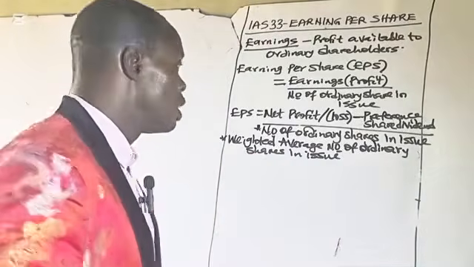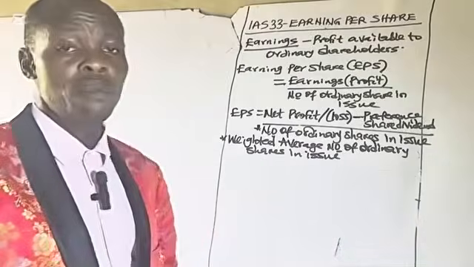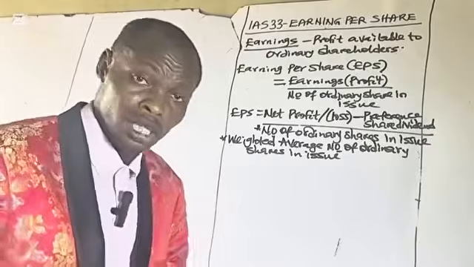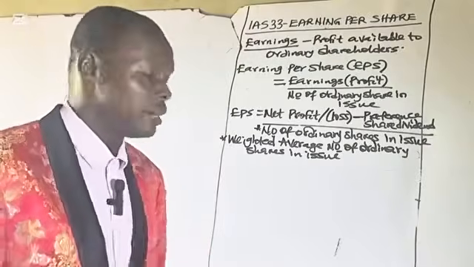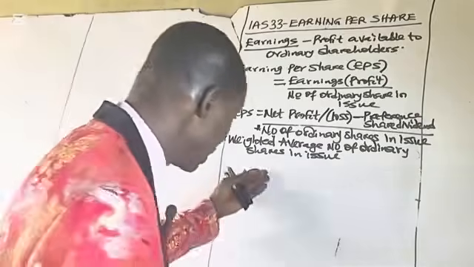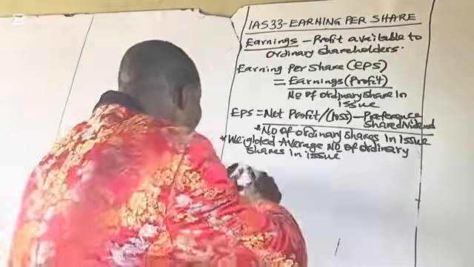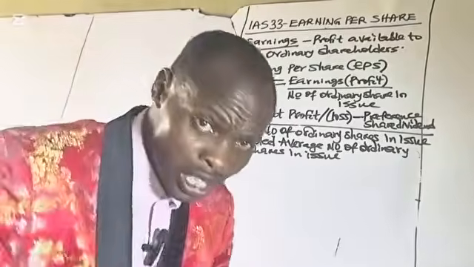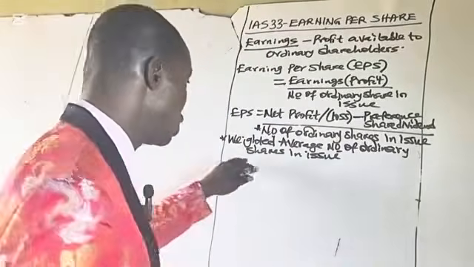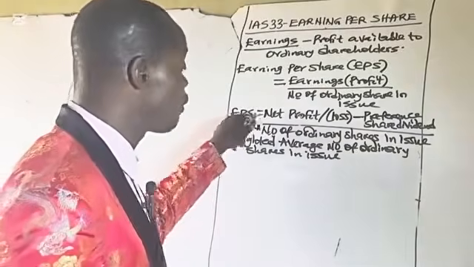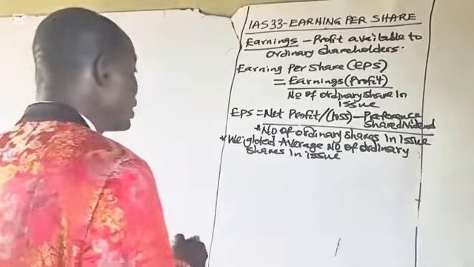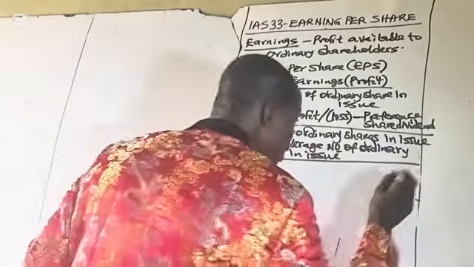Because a number of ordinary shares may be issued at different times, different months, different days of the year, you will need to apply time apportionment to that. You will need to apportion it based on the time it was issued. That is why I'll be using weighted average number of ordinary shares. I've told you the problem with the calculation of EPS is the denominator. Now, how do you calculate the weighted average number of ordinary shares in issue?